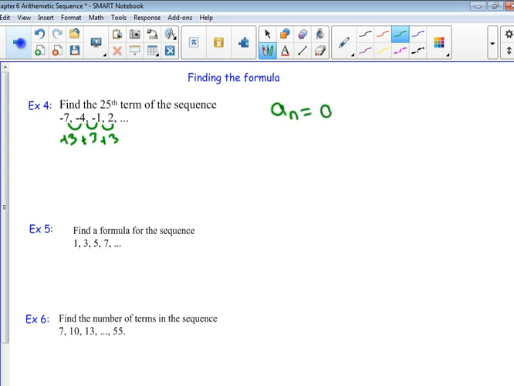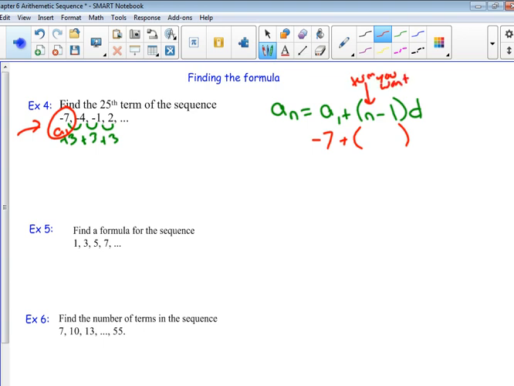A sub n equals a sub 1 plus n minus 1 times d. We're going to fill in some of the things that we know here. The a sub 1 is always your first term. So when we look up in our sequence, the first term, a sub 1, is negative 7. I'll put that in its spot. Now this time we're not looking for the formula. We want the 25th term. n is always the term you want.